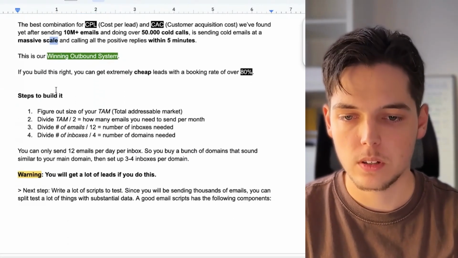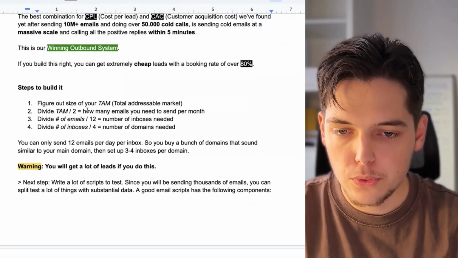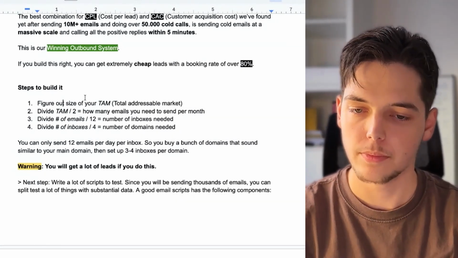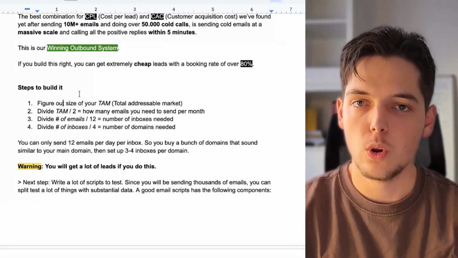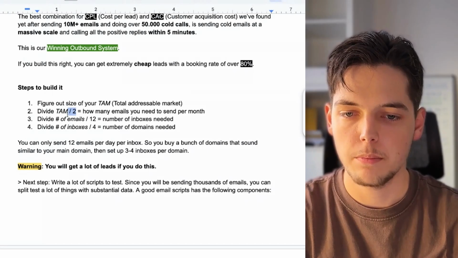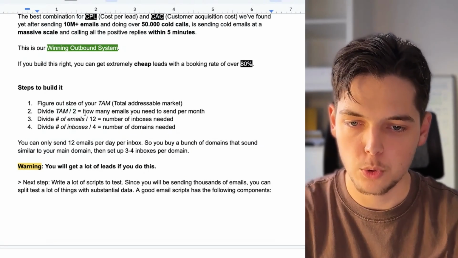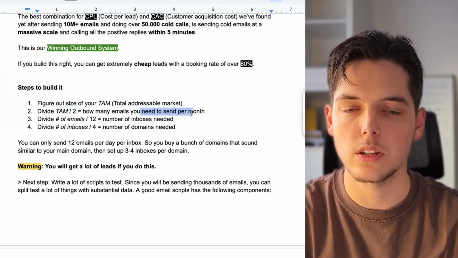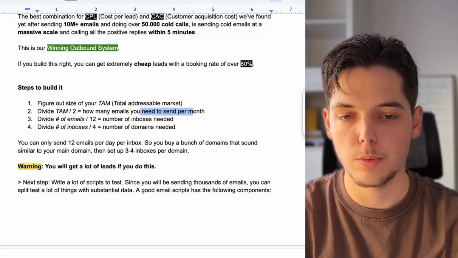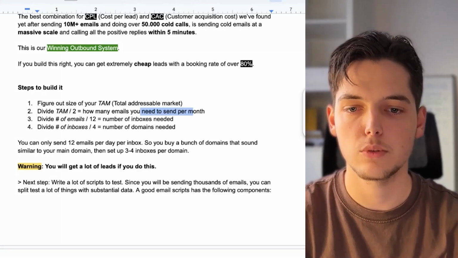So here are the steps to build this system. First, you figure out the size of your total addressable market, or TAM. The end goal of this should be a number. You need a number. This is your TAM. And then you divide that by 2, which gives you how many emails you need to send per month. Because ideally, you want to reach your entire total addressable market every 30 to 60 days. I'm just going with 60.